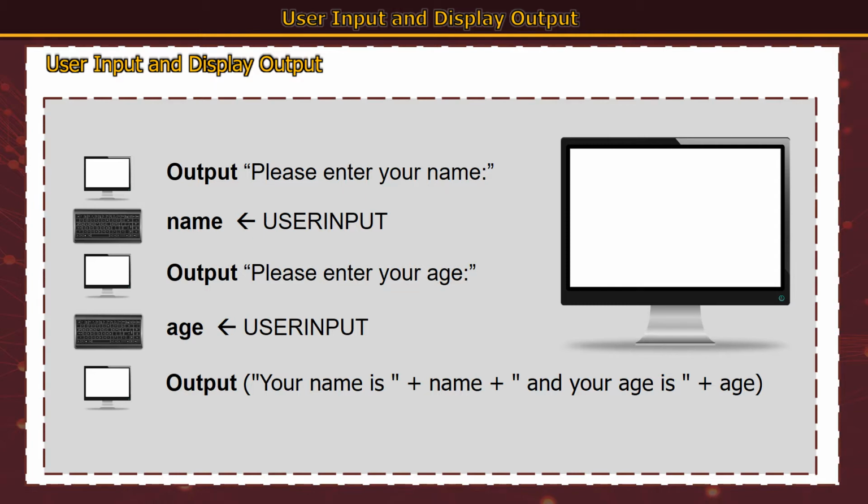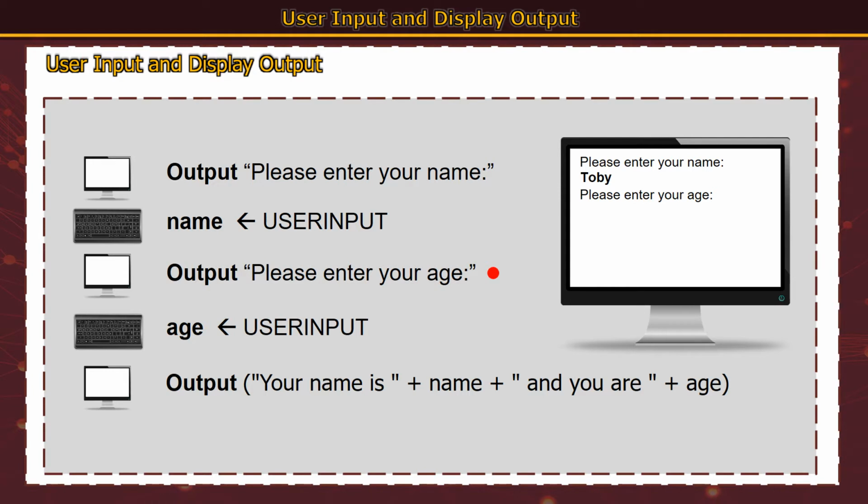Here is some basic pseudocode that covers inputs and outputs that you'll need to know for your exam. In pseudocode, to show an output, we'd use the keyword output, and you can see here we've outputted to the screen, please enter your name. When taking an input, we'd use the keyword user input, and we're then showing an arrow showing that the variable name is being assigned whatever's entered by the user. So in this case here, I've entered Toby on the keyboard, so therefore the variable name has been assigned the value Toby.